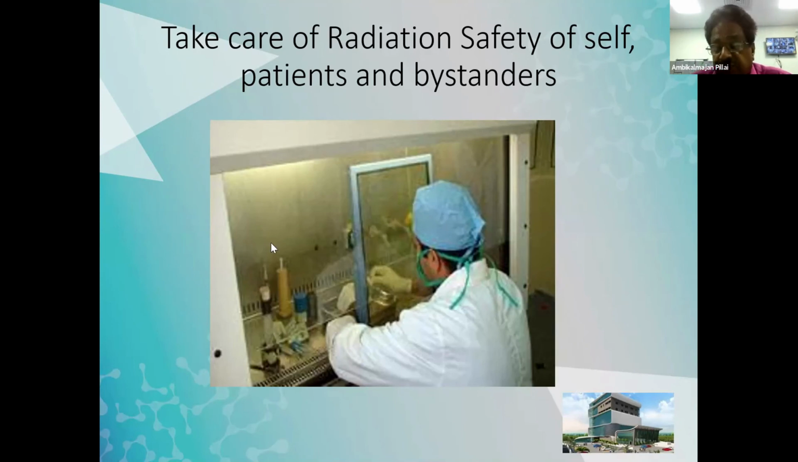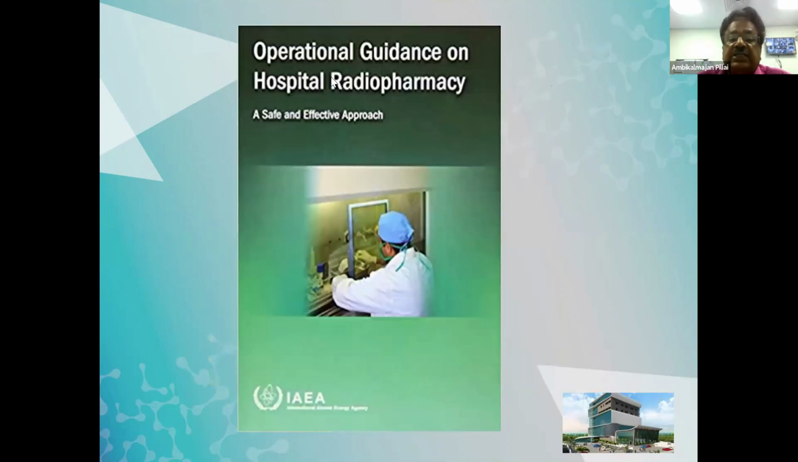So good radiopharmacy practice is important in hospital radiopharmacy, and I will suggest that you read this operational guidance on hospital radiopharmacy. This is a very nice book published by the nuclear medicine section of IAEA. It talks about how a nuclear medicine radiopharmacy has to be maintained. They talk about different types of radiopharmacy practices, different levels of radiopharmacy. I will suggest all radiopharmacists to kindly take this book and have a look at it and study it.